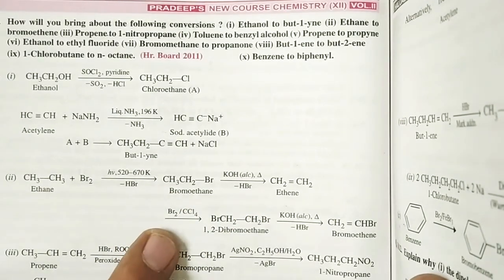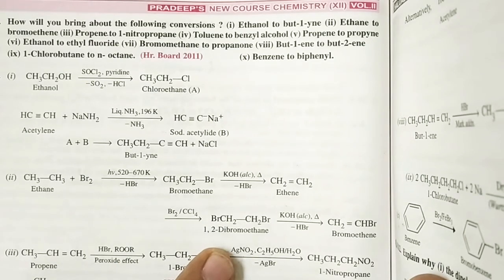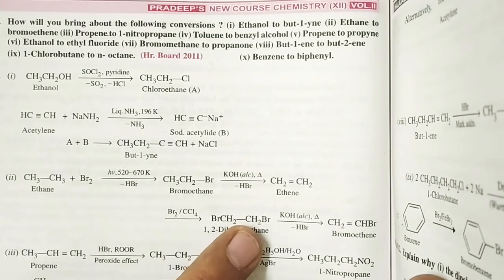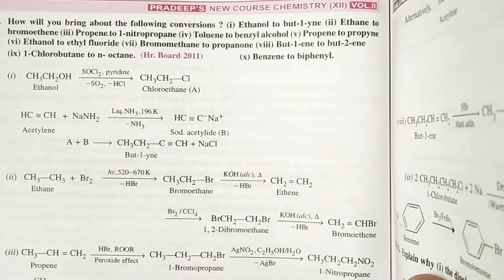And now ethene further reacts with bromine in presence of CCl4. So we get the product 1,2-dibromoethane. And now with the help of alcoholic KOH, there is a removal of bromine from here and removal of hydrogen from this position. So we get bromoethane.